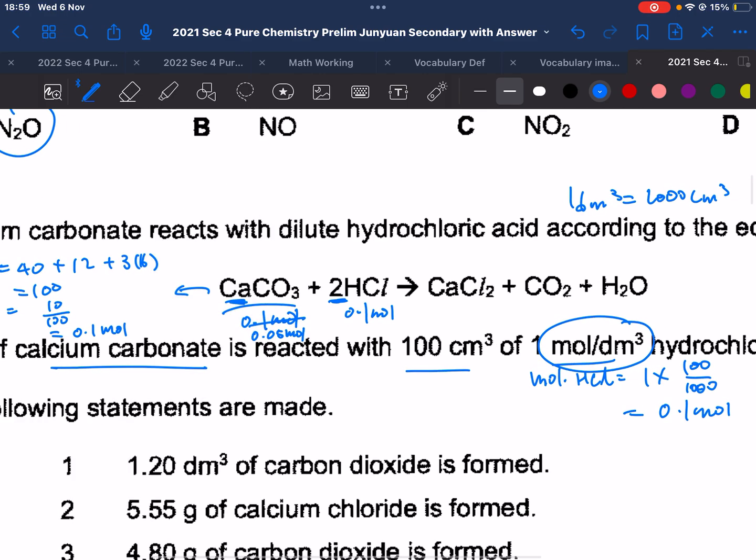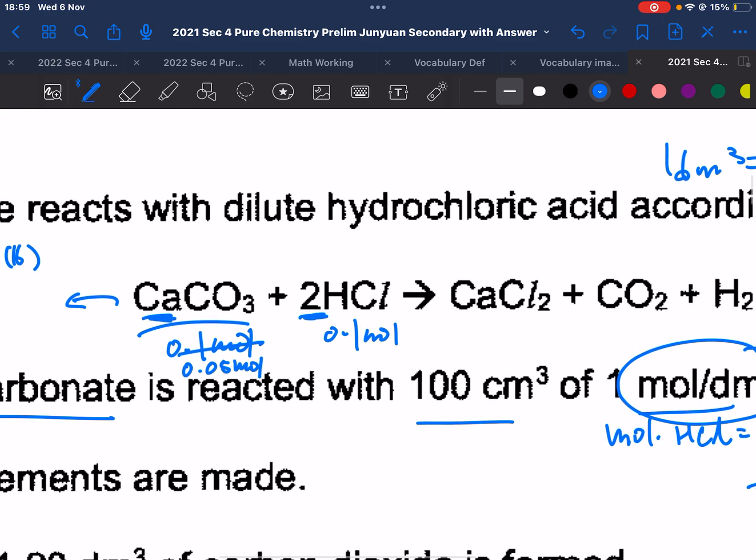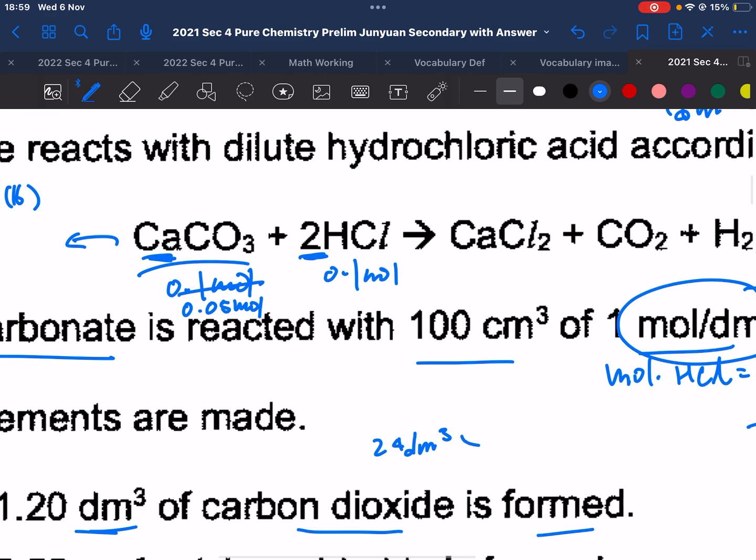1.2 dm3 of carbon dioxide is formed. Carbon dioxide volume is just 24 dm3 times how many moles? The mole ratio is 1, so this means that I will have 0.05 mole of carbon dioxide, and then this will give me 1.2 dm3. Is this answer correct? This answer should be correct.